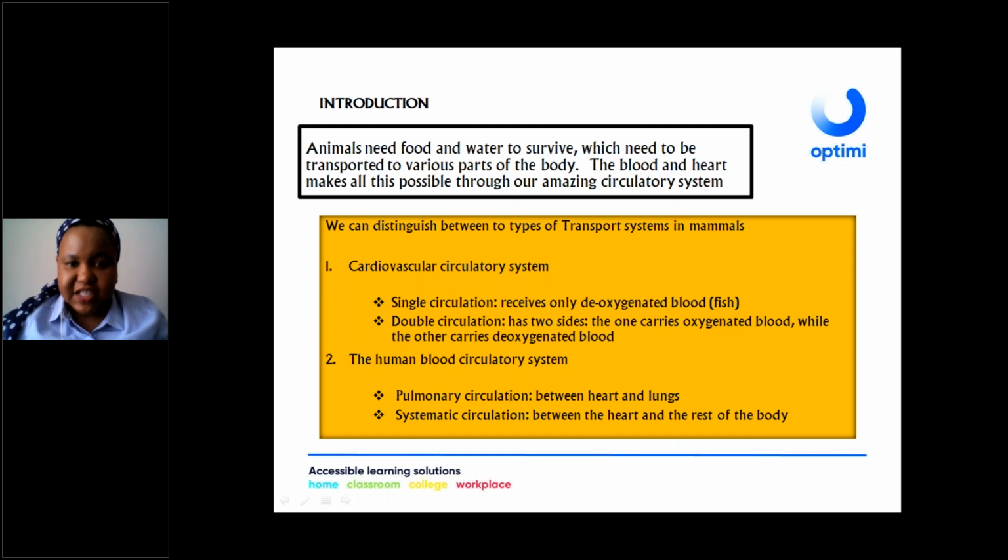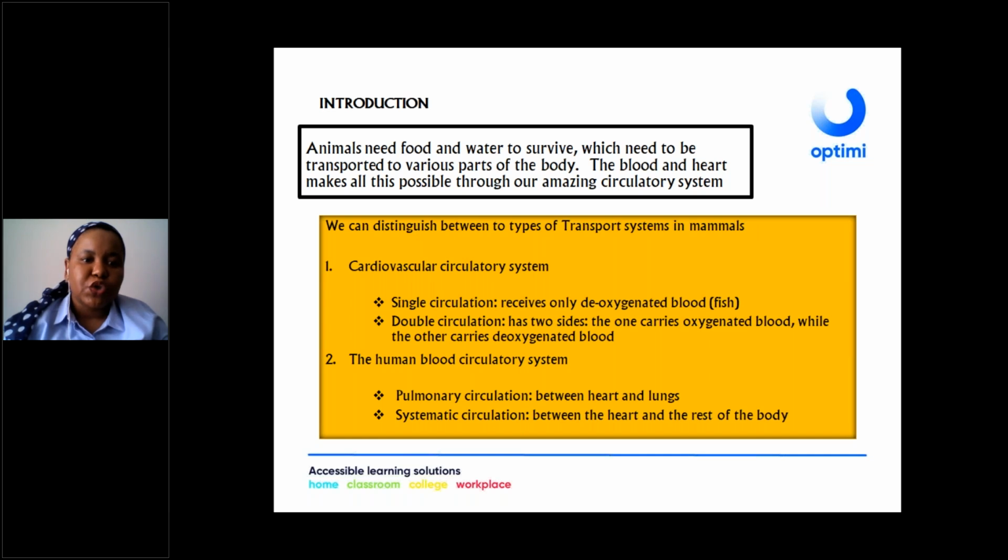So just like plants need water and food to survive, animals need water and food to survive as well. Okay, so the food needs to be transported to various parts of the body. Right, the blood and heart makes it all possible through our amazing circulatory system.